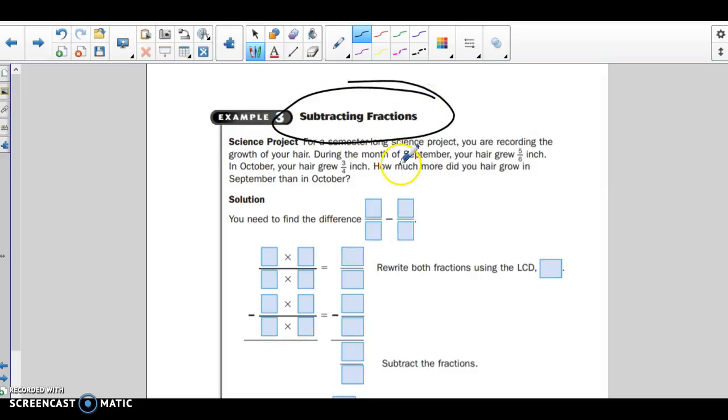Okay, next one. What are we doing here? Subtracting. So let's put a story to it. We're measuring hair growth. One month is 5/6 of an inch. Another month is 3/4 of an inch. What's the difference between those two? How much more has it grown? Finding the difference means we subtract the smaller amount from the bigger one. What's the smaller amount? 3/4. We're going to take that away from 5/6. Now, can we subtract them? No, because they don't have the same denominator.